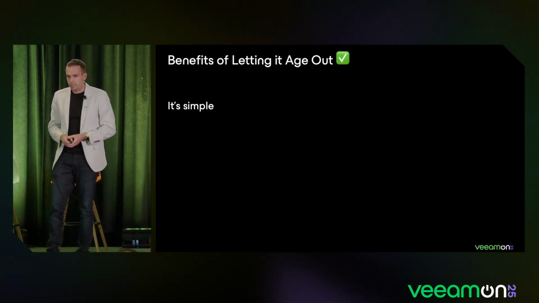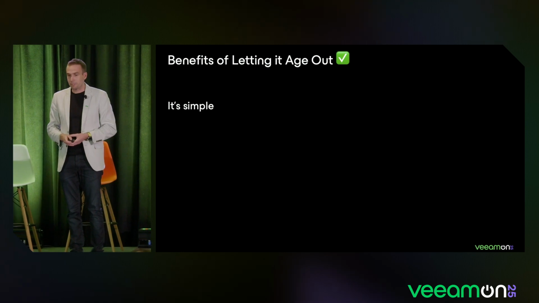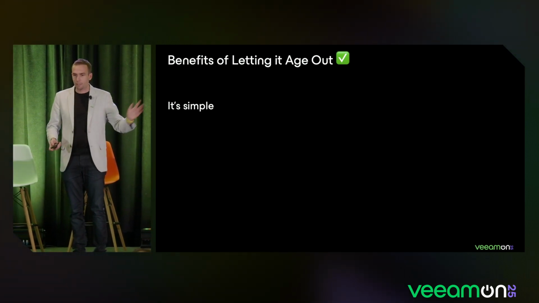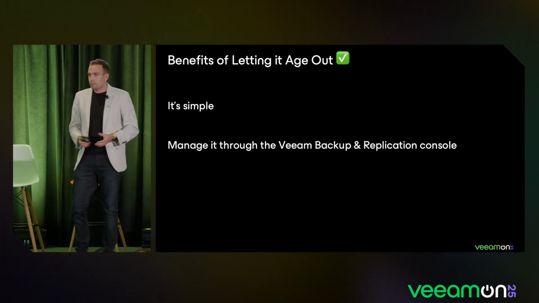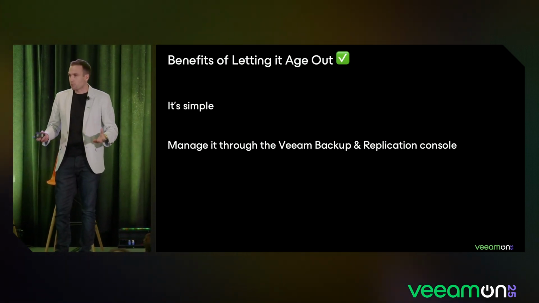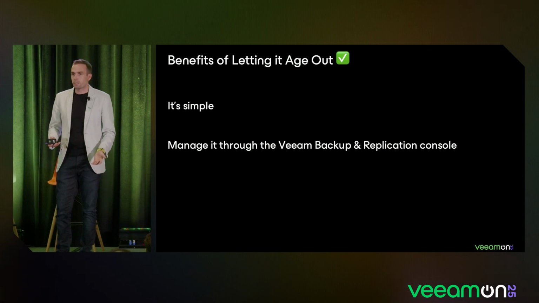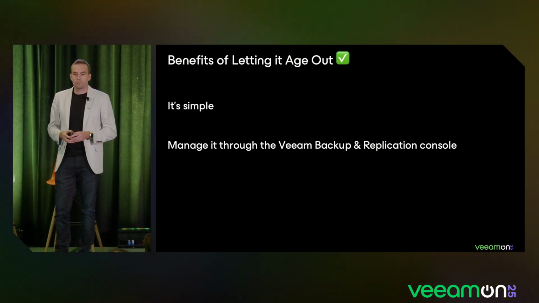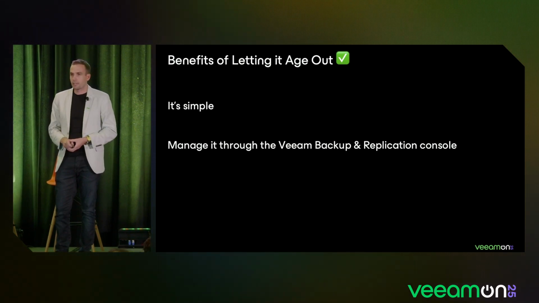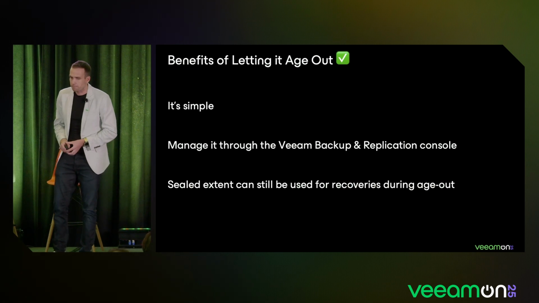So obviously the benefits are, it's simple, right? We just add the new one, start running in there, and then kind of blow away the other one, which is fantastic. It's all managed through the Veeam Backup and Replication Console, a tool that we know today, very well documented, very well proven, how we seal extents and things. It's been in the product for a very long time. This is nothing new because of Vault. This is a core capability of backup and replication.